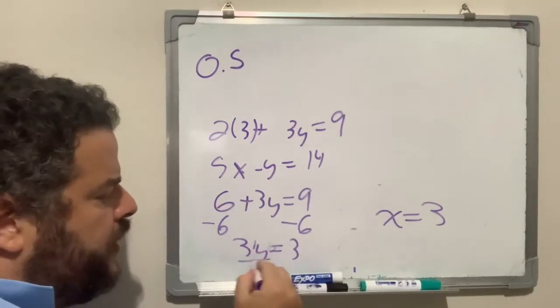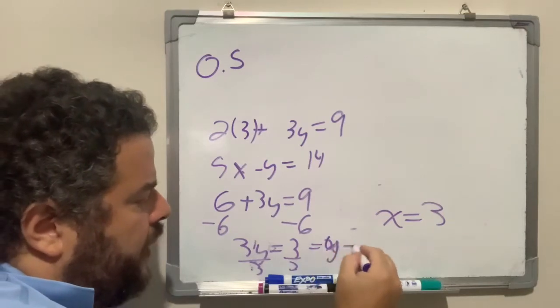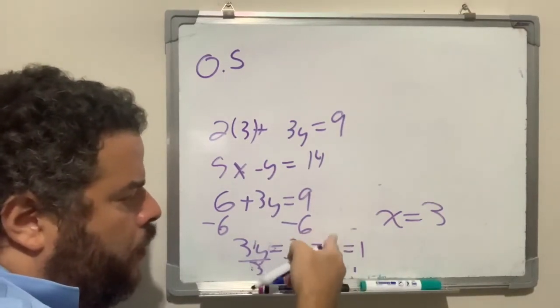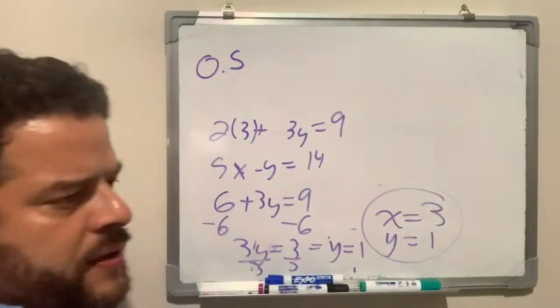I isolate my y, minus 6, minus 6. 3y equals 3, divide by 3, divide by 3. You're left with the answer, y equals 1. And that is the solution to the system.